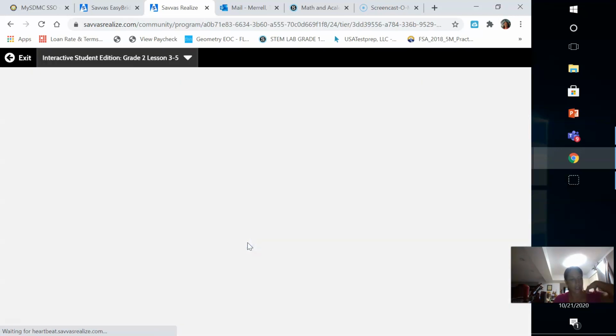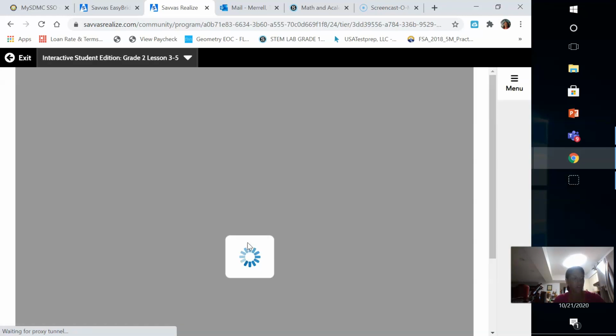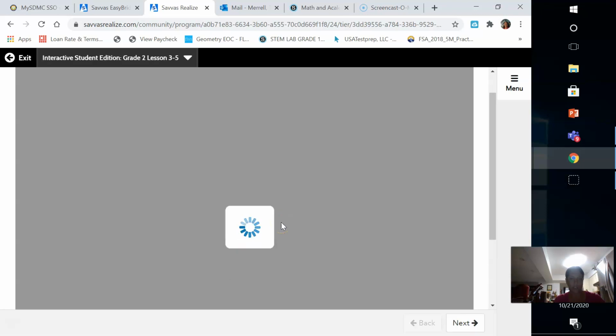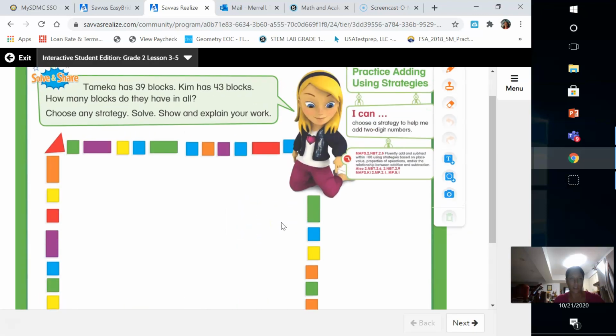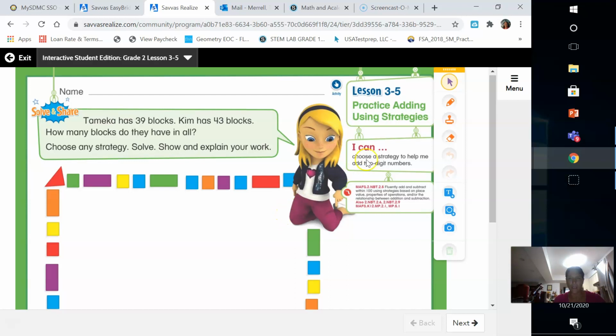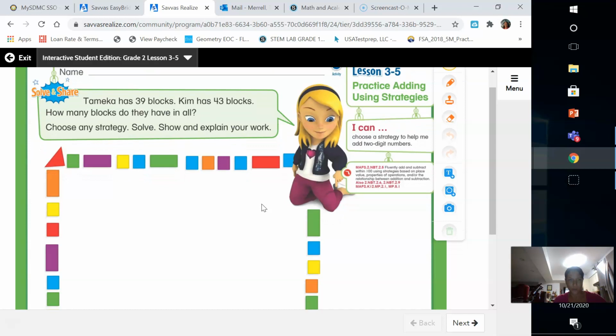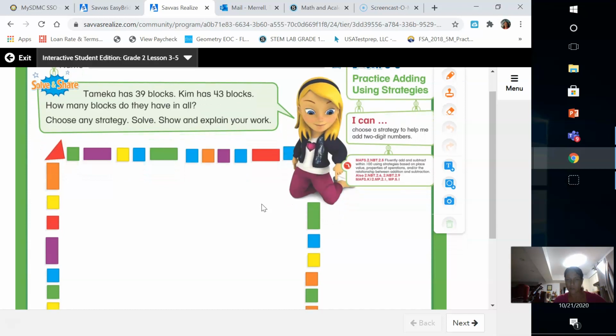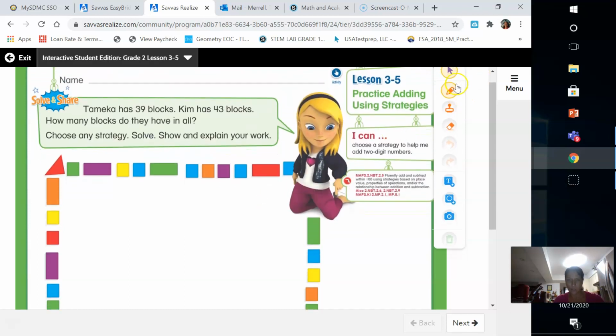All right, so today we're going to go to page 109 in your Envision math book. Looks like this. And it says I can choose a strategy to help me add two-digit numbers. So whatever you find works best for you is how you solve these problems.